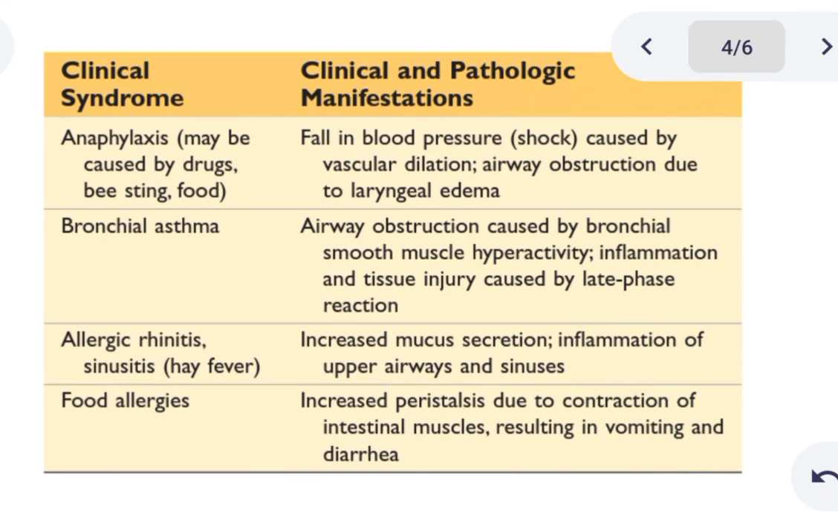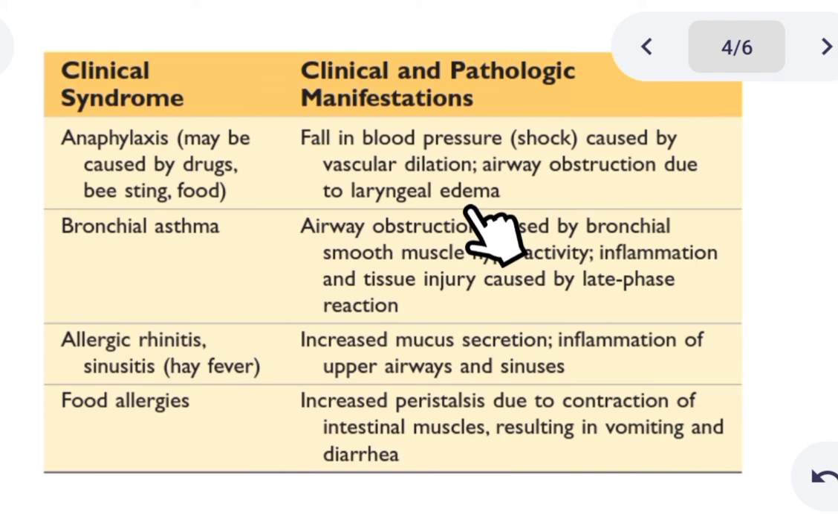So now, let us look at some of the clinical syndromes that occur due to type 1 hypersensitivity. The most severe one is anaphylaxis. Anaphylaxis can be caused by different allergens, such as food, such as peanut. It can also be activated by bee sting and drugs such as penicillin. The clinical and pathological manifestation of anaphylaxis is a fall in blood pressure, which will result in anaphylactic shock. It is caused by vascular dilation and air obstruction due to laryngeal edema.